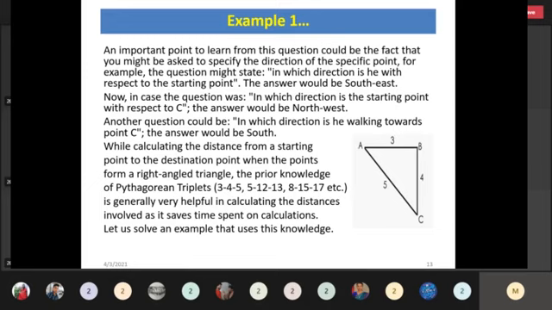So while calculating the distance from a starting point to the destination point, when the points form a right angled triangle, the prior knowledge of Pythagoras triplets, that is 3, 4, 5; 5, 12, 13; 8, 15, 17, etc. is generally very helpful in calculating the distance involved, as it saves time spent on calculations. Let us solve an example that uses this knowledge.